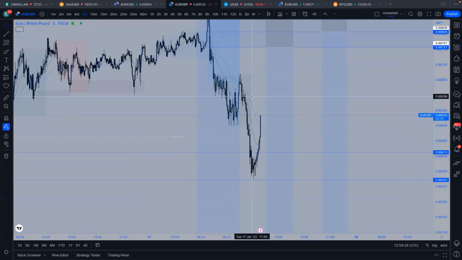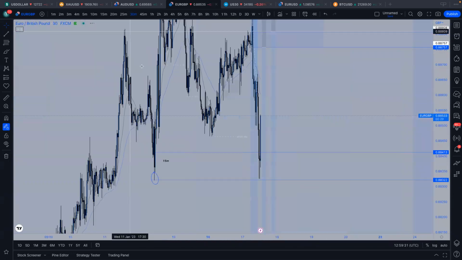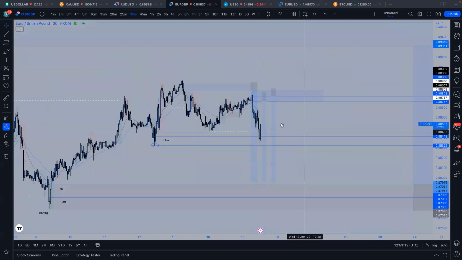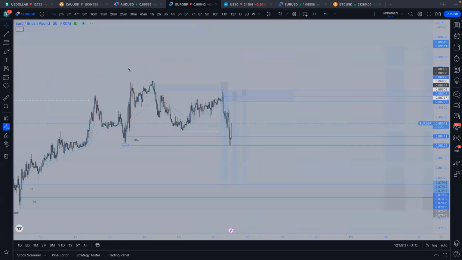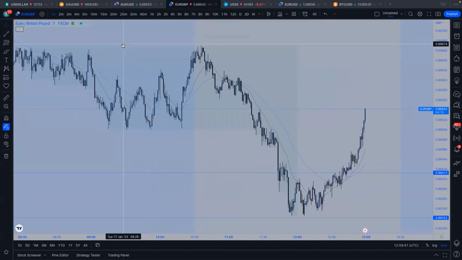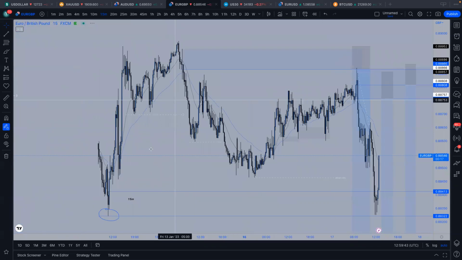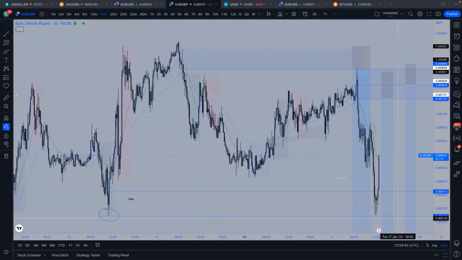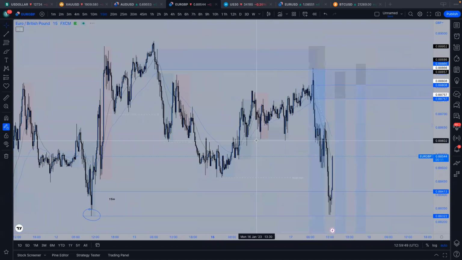So that is something that I am waiting for. Equally, if Euro pound just pushes and moves higher, then that is fine as well. Equally, we just have to sit and wait to see what happens. I did actually have a buy order in this 15-minute, only a small one. It didn't actually take it out.